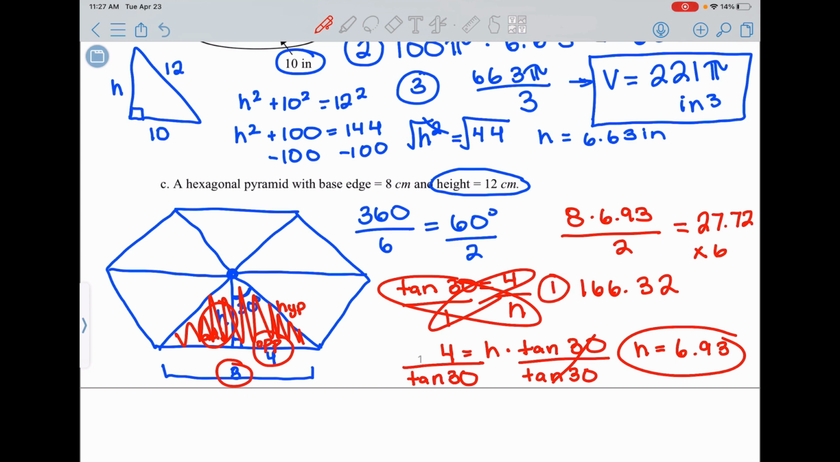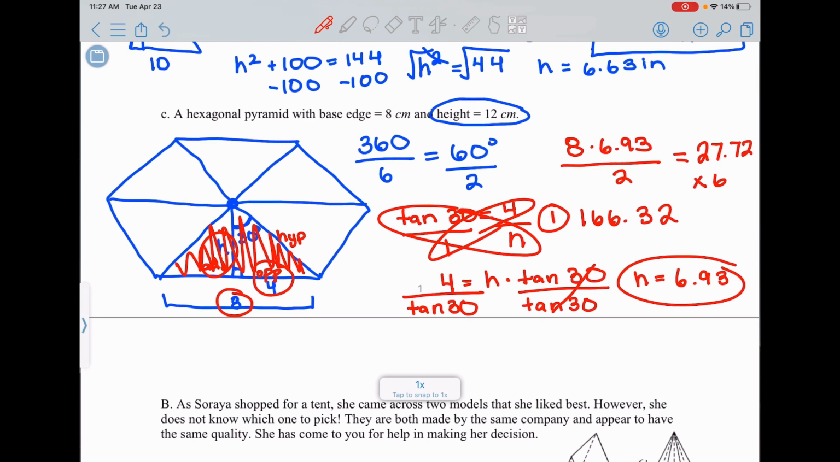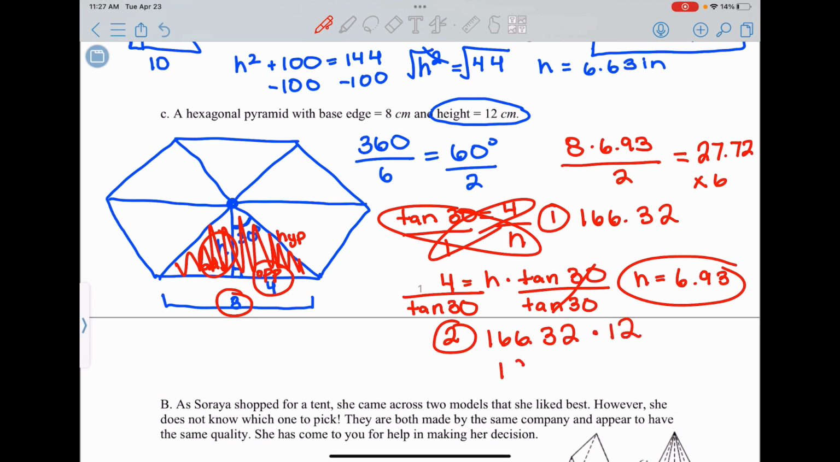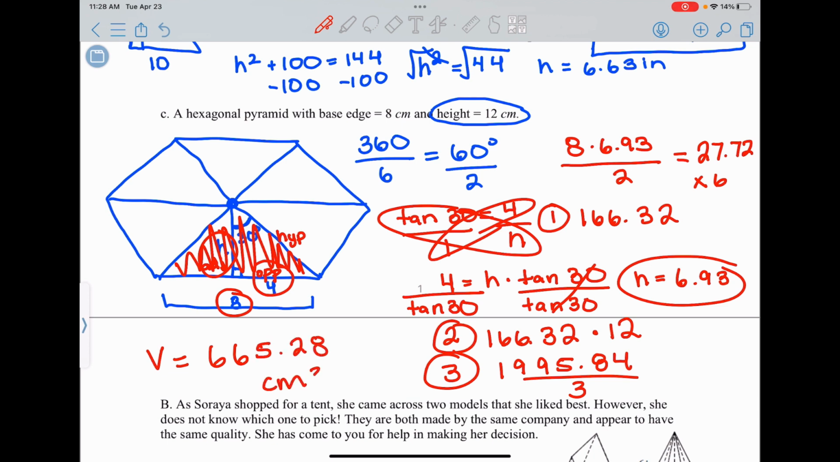That was only step 1, finding the area of the base. Step 2, I multiply the area of my base times the height, which gives me 1,995.84. And step 3, since this is a pyramid, I divide by 3. And I will get my final volume is 665.28 centimeters cubed.